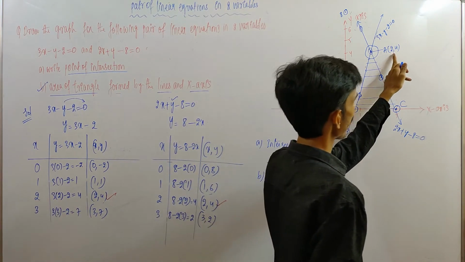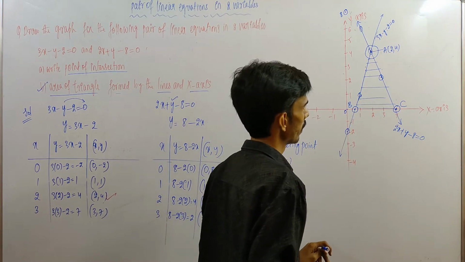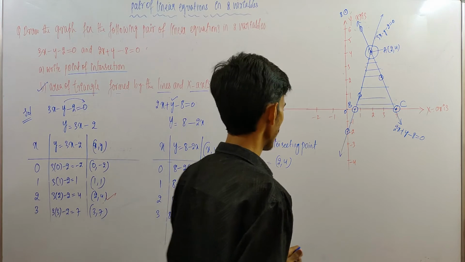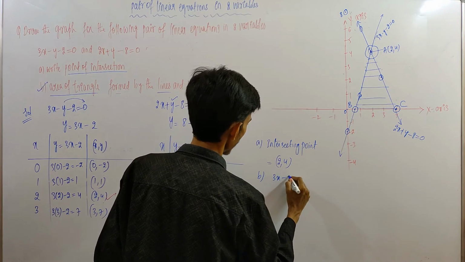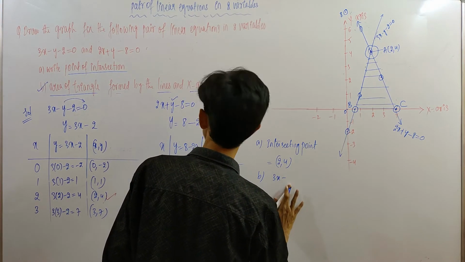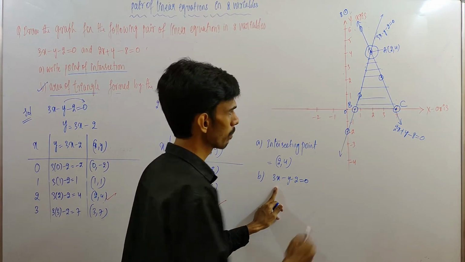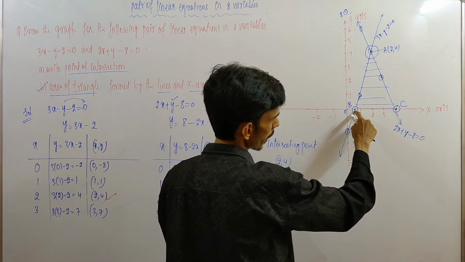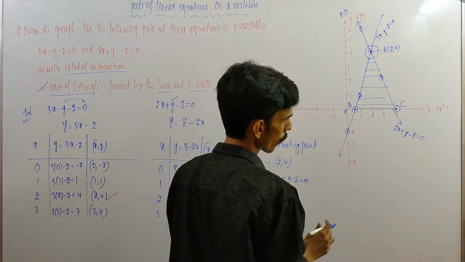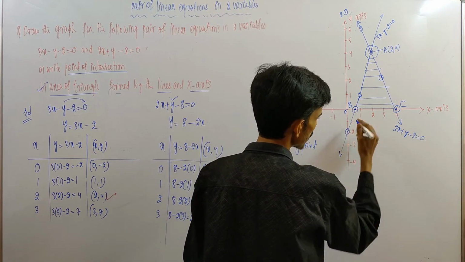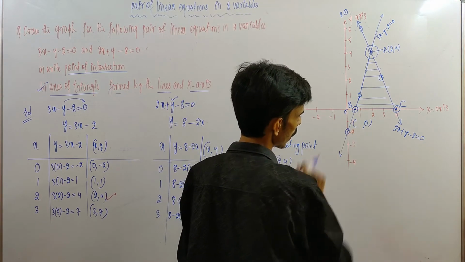We require the x coordinate and y coordinate of these points so that we can find the area of this triangle. Here we have the first line 3x minus y minus 2 equal to 0. This line is touching the x-axis at this point. We know that on the x-axis the y value will be 0. So for this point the y value is 0. We want the x value only.